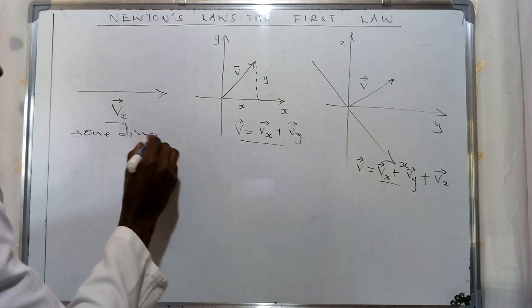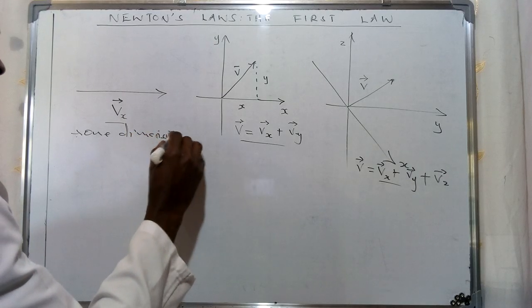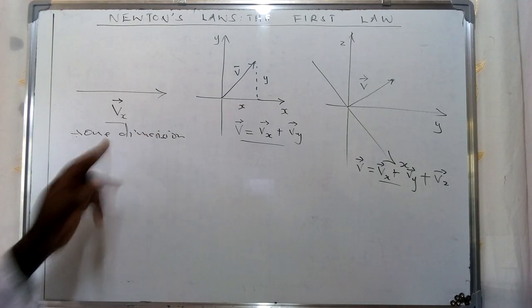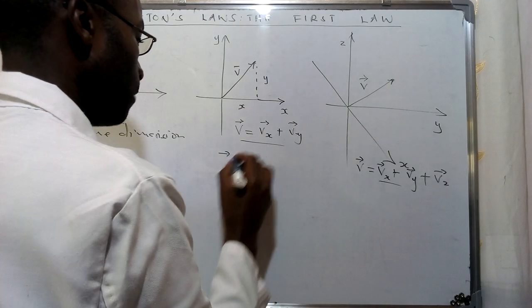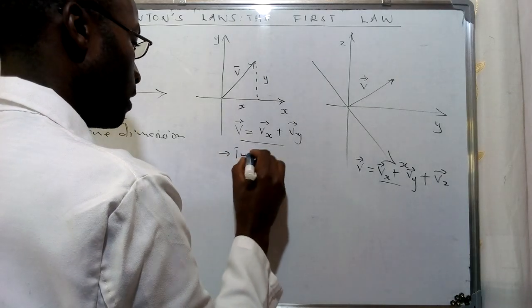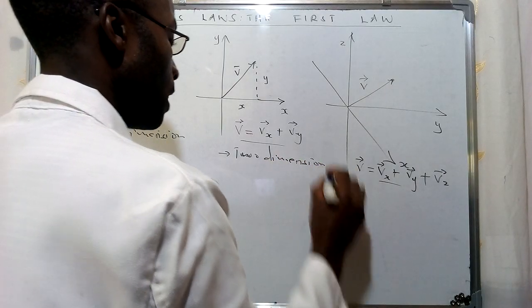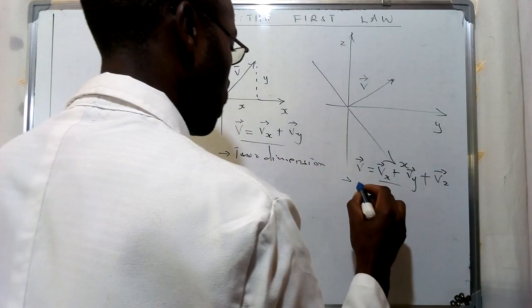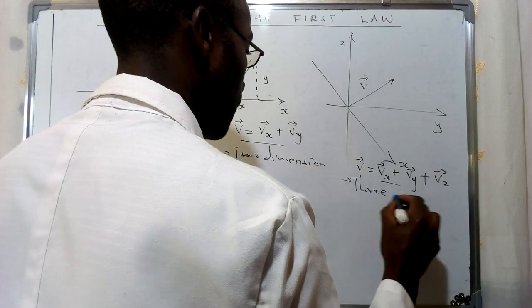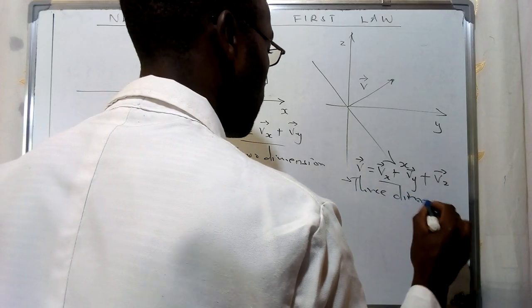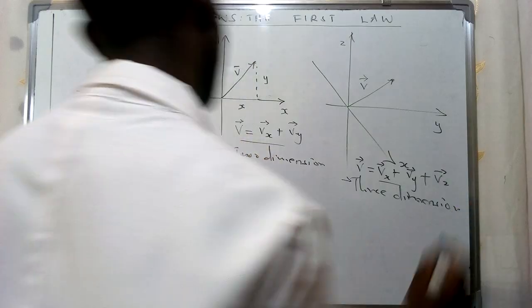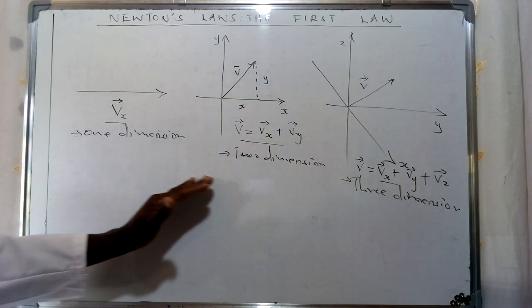So in this case, we shall have this first one given as a representation of a vector v in one dimension. And then we shall have a representation of a vector v in two dimensions. And lastly, we shall have a representation of vectors in three dimensions. So in this case, we are going to consider this specific aspect of vector representation.